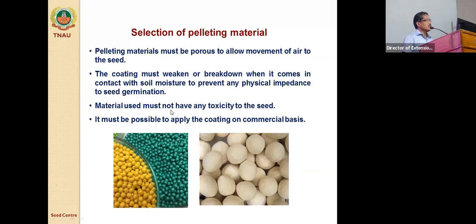The material used must not have any toxicity to the seeds. It must promote seed germination, but it should not at any cost hinder or act as a toxicity to the seeds. Then it must be possible to apply as a coating material on a commercial basis. There are a lot of chemicals recommended for seed pelleting and coating, but they are very costly, so such materials we cannot use. It should be cost effective also. Based on these we have to select the material.